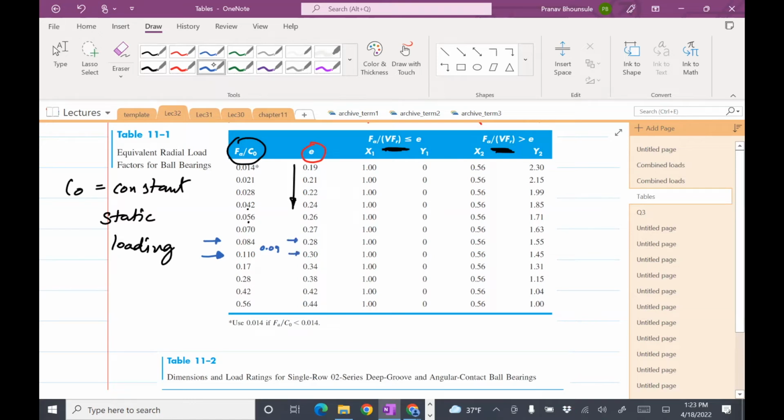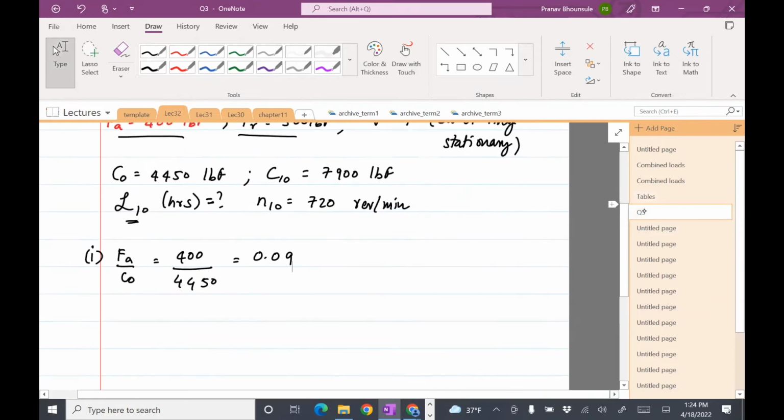So what we'll do is we can make a guess of what the value of E is. But since we're given two values, let's assume that between those 2 points, it's basically a straight line. So we can assume a linear interpolation and get a value for E at FA divided by C0 of 0.09. So I'm just going to pick this up from this table, write it down, and then interpolate.